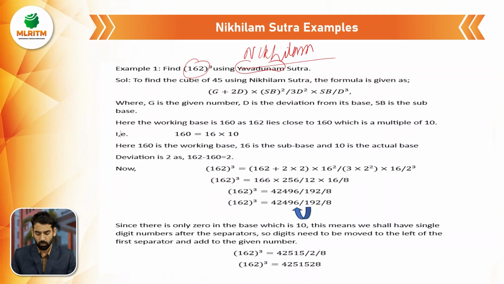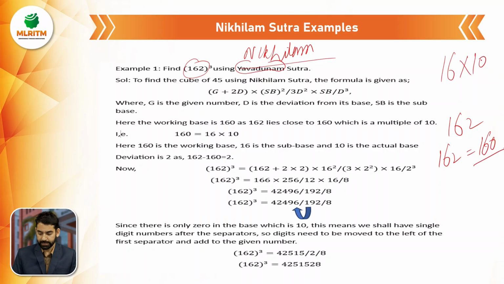As you already know now, g is the given number, d stands for the deviation of the number from its working base, sb is the sub base, and then put these values. 162 is the number whose cube we have to calculate. 162 lies close to the working base 160, because 160 is a multiple of 10, 16 into 10 is 160. So if you see here, 162 is 2 places greater than the working base.